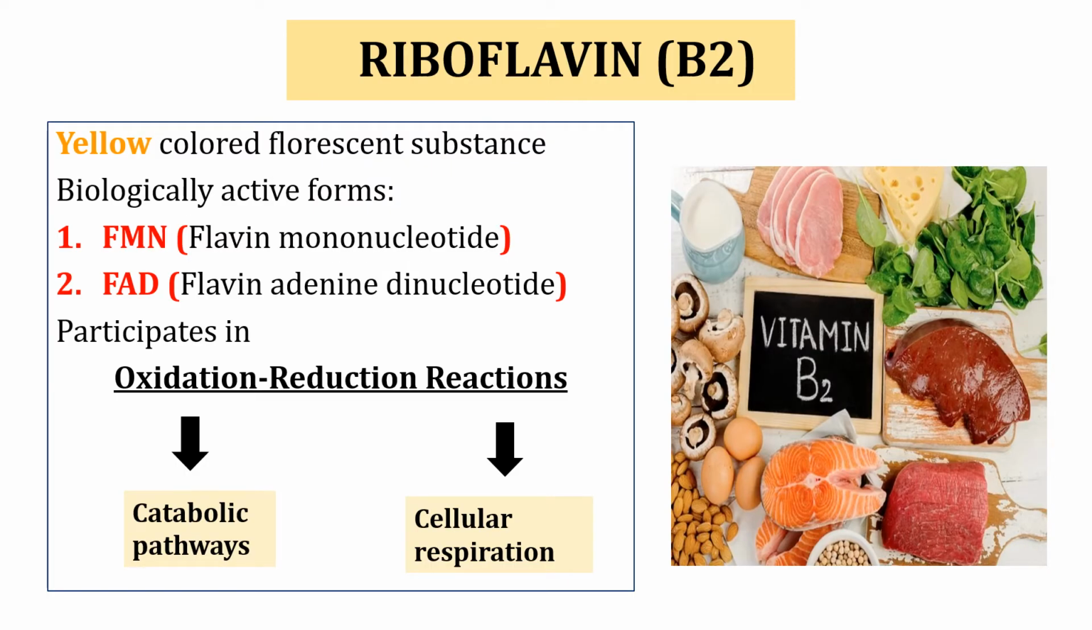Vitamin B2 term is used for riboflavin and its related metabolites. Riboflavin is yellow in color, it is a fluorescent substance. The active coenzyme forms of riboflavin are FMN, that is flavin mononucleotide, and FAD, that is flavin adenine dinucleotide. These are the biologically active forms of riboflavin which take part in various oxidation reduction reactions of various catabolic pathways and cellular respiration for energy generation.